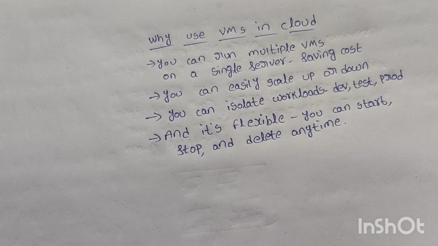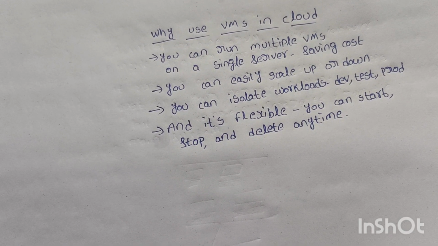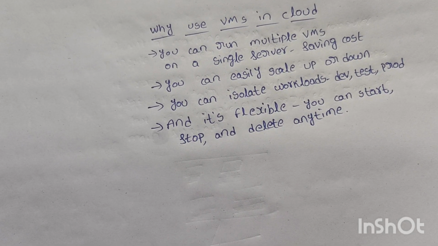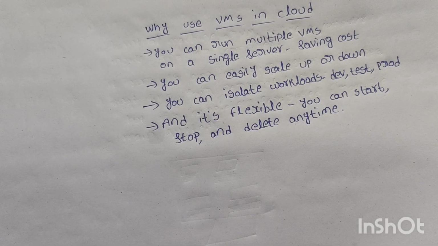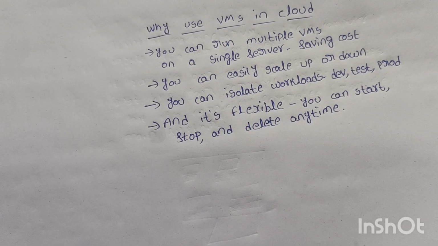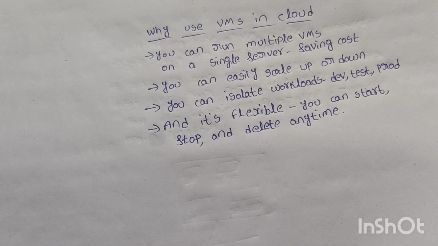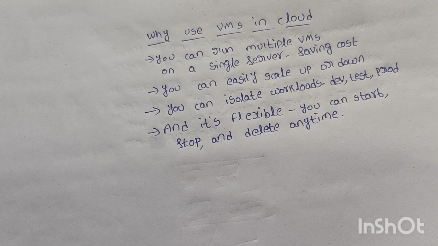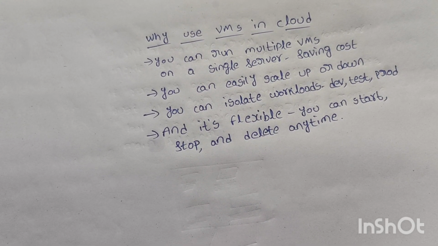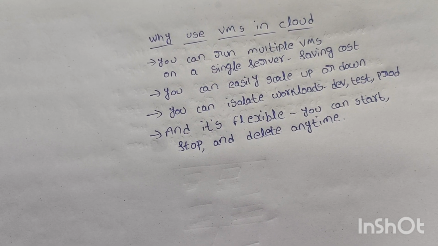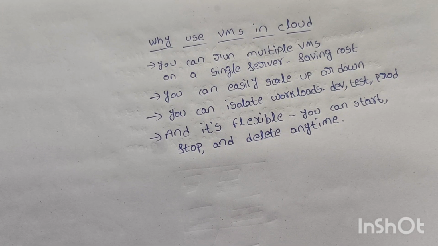So why do we use VMs in the cloud? You can run multiple VMs on a single server, so we can save cost, and you can easily scale up or down. Whenever we have a huge amount of requests coming to our server, we can scale up. When things go back to normal, we can scale down. Scalability is a key feature. And we can separate our workloads according to our dev environment, test environment, and production environment. And most importantly, it's flexible. You can start, stop, or delete anytime. Whenever there is no requirement, you can stop or delete the EC2 instances.